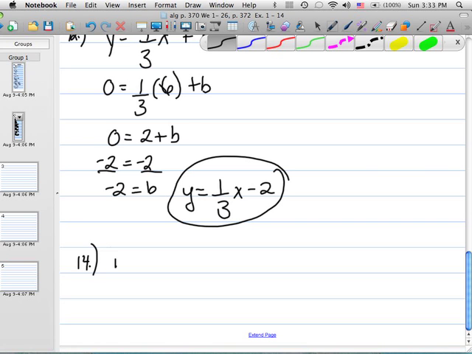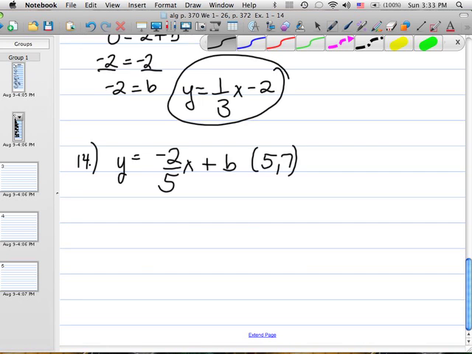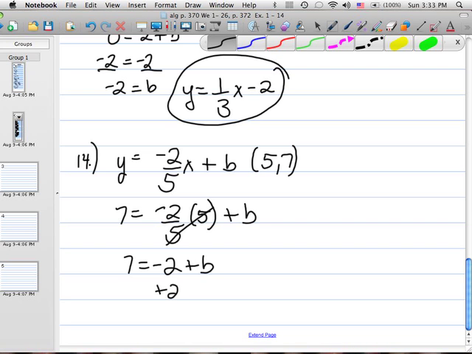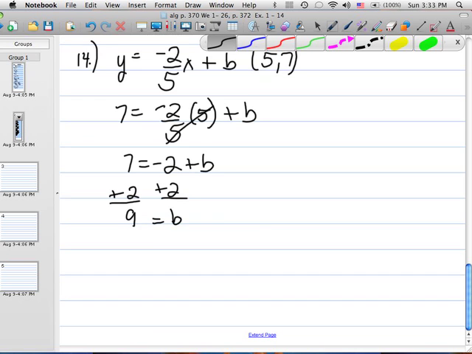Problem 14, slope is negative 2/5, so y equals negative 2/5 x plus b, and it passes through the point 5, 7. So y is 7 equals negative 2/5 times x, which is 5, plus b. 5's cancel. We get 7 equals negative 2 plus b. Add 2, and the intercept is 9. So our equation is y equals negative 2/5 x plus 9.